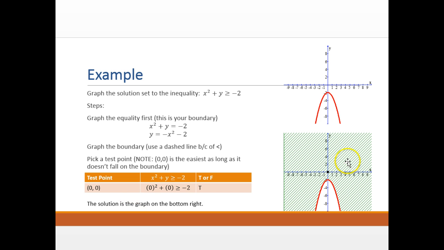Again, I'm going to pick a test point, because the test point (0, 0) is not on the graph. So is 0 plus 0 greater than or equal to negative 2? This is a true statement. So this parabola is facing downward, so I'm going to shade the top part, away from this parabola.